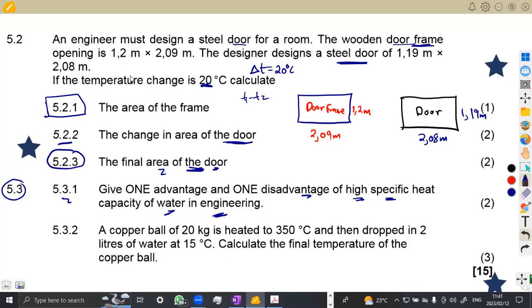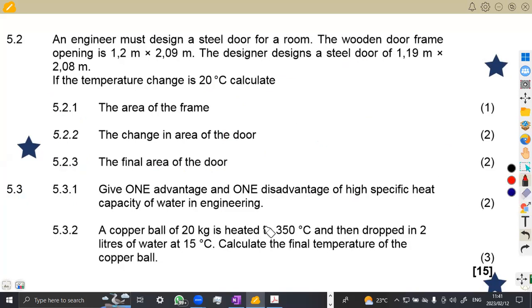We shall see the other part, which is now on question 5.32, where we are given that a copper ball of 20 kgs is heated to 350 degrees Celsius and then dropped in 2 liters of water at 15 degrees Celsius. Take note, calculate the final temperature of the copper ball. Okay, so we are given that. The copper ball that we had originally was being heated to 350 degrees Celsius.